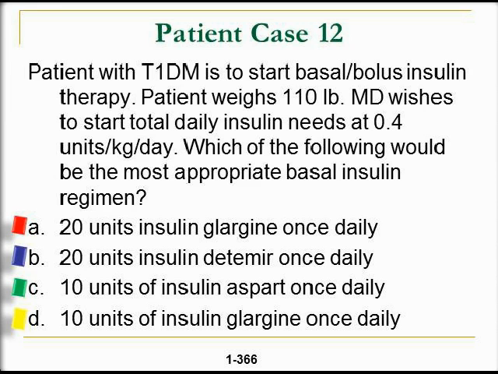Patient case 12. Patient wants to be started on basal bolus insulin therapy. We're going to come back to that concept in just a moment. With type 1 diabetes, the physician wants the patient started on 0.4 units per kg per day. Which of the following would be the most appropriate basal insulin regimen? Now, I don't want to see any cards. We'll come back to how to solve this in a minute. But this is where we're going.